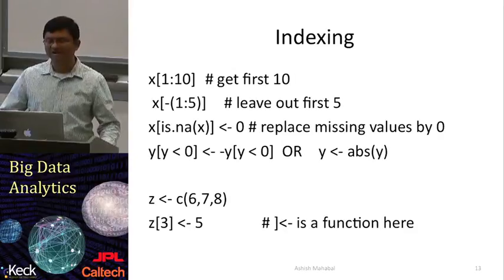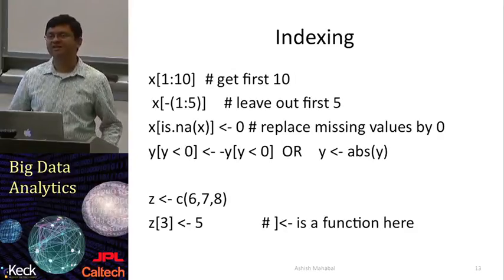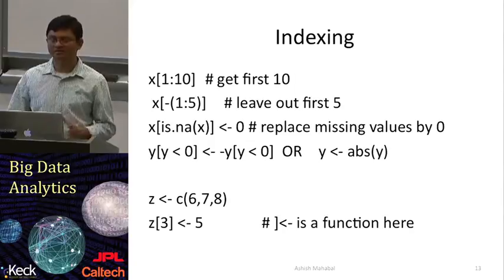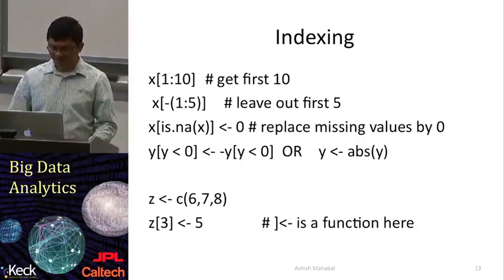Replacing missing values, that's something that is needed very frequently when you deal with data sets. So you use the function is.na of x that finds out for you where that particular thing is true, and then only for those values you assign 0. So immediately all the missing values will be replaced by 0. And then the next line shows how absolute y can be defined in a different way also.